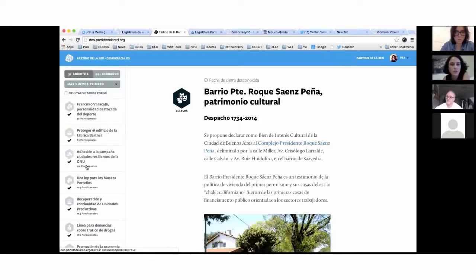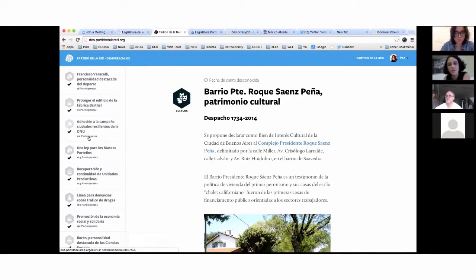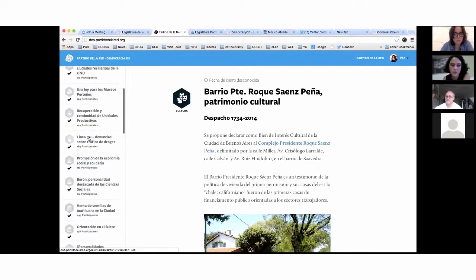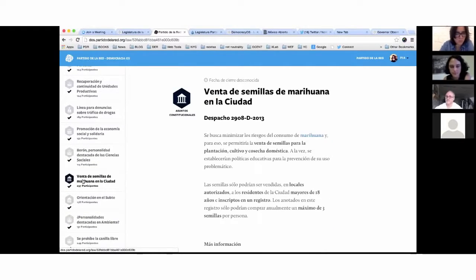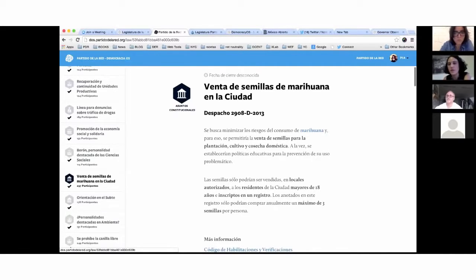So what you see on the left-hand side here is every new project that gets introduced in Congress. So for example, just a random one, this one, is about the selling of marijuana seeds in the city of Buenos Aires. One of the faults that we find in the political system is that it's a system that speaks for lawyers by lawyers, right? It's very cryptic and very difficult to understand. And we think that that's on purpose.